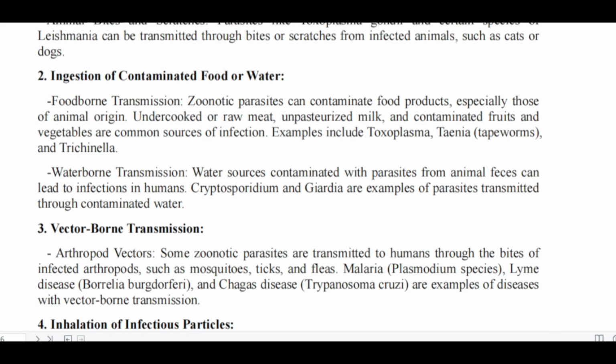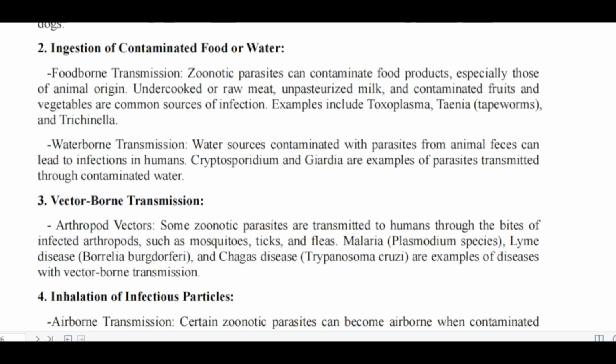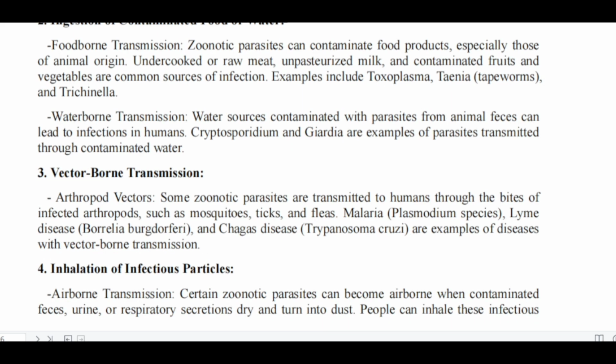Vector, now the third route is by vector transmission. Arthropod vectors can transmit parasites to humans through bites, such as mosquitoes, fleas, black flies, tsetse flies. All these insects can bite, and when they bite, they can now transmit the parasite.